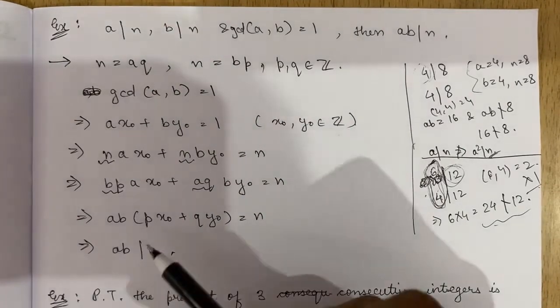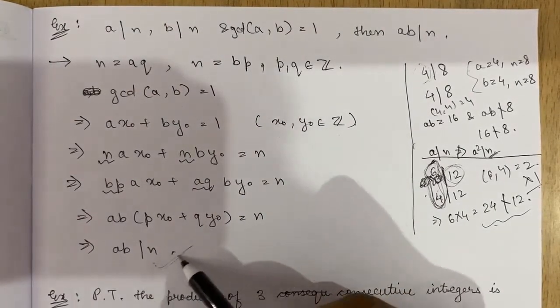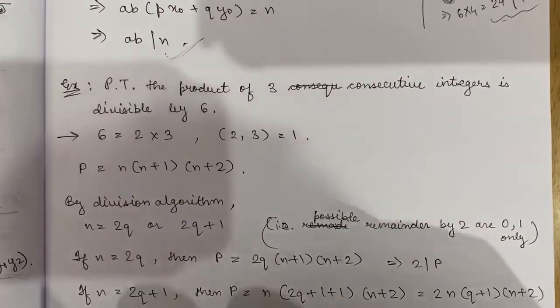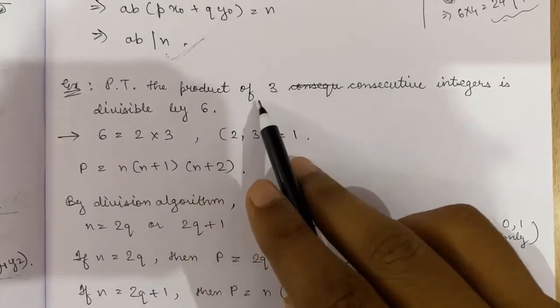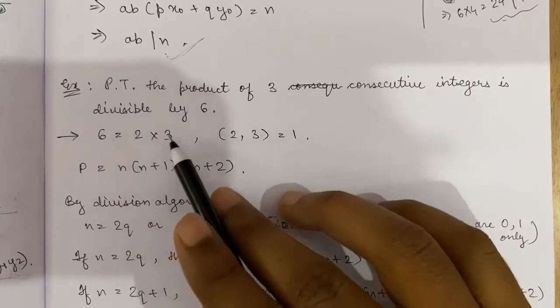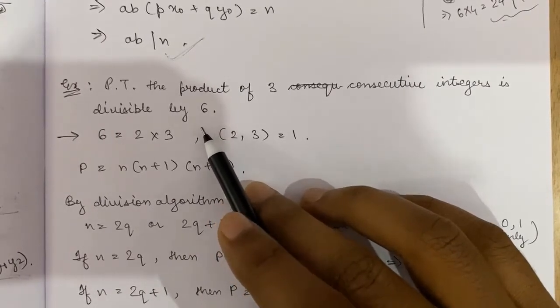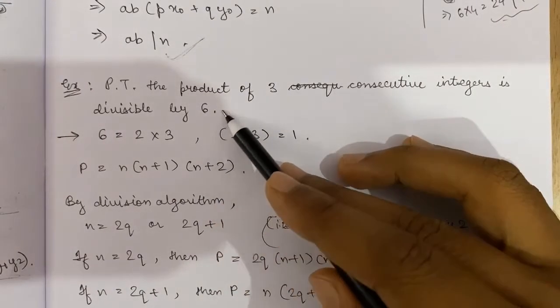So this completes the proof, and this is a very useful property. We will use this in the next proof. Prove that the product of 3 consecutive integers is divisible by 6. This is also a useful property, and we should keep this in mind for other problems also.